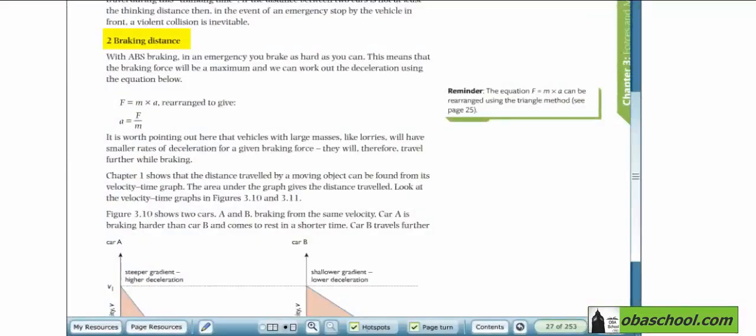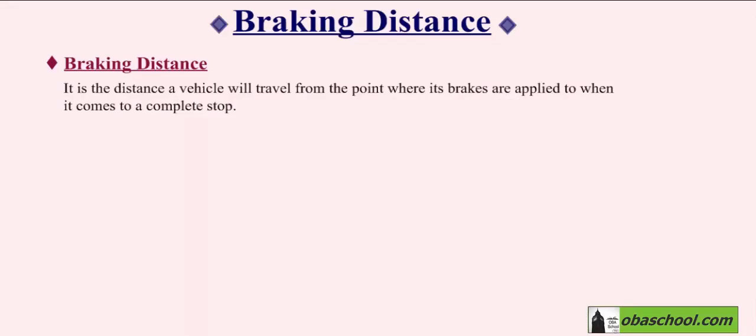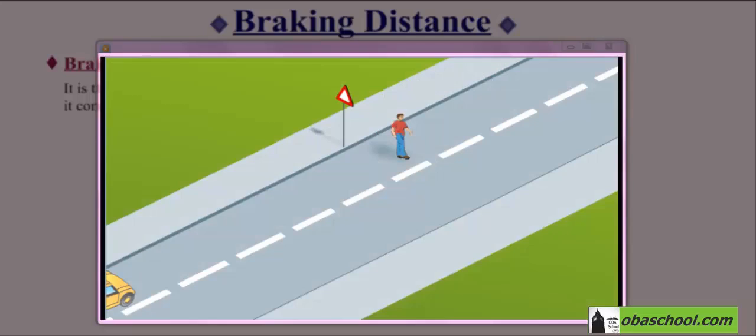Braking distance. It is the distance a vehicle will travel from the point where its brakes are applied to when it comes to a complete stop. Like in this video, we see a person passing the street. Here the car doesn't directly hit the brakes.